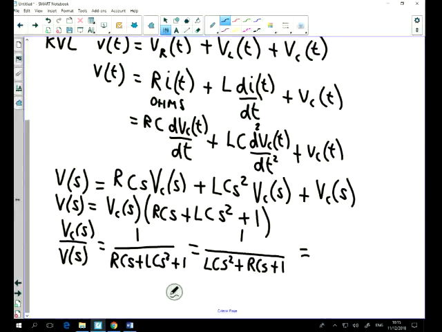So we need to get rid of this LC term here. You can do that just by dividing everything by LC. But of course, if you divide the bottom line by LC, you also have to divide the top line. So you end up with 1 over LC on the top line, and then S squared, because the LCs cancel, plus RC over LC S plus 1 over LC. Of course, those Cs can also cancel.